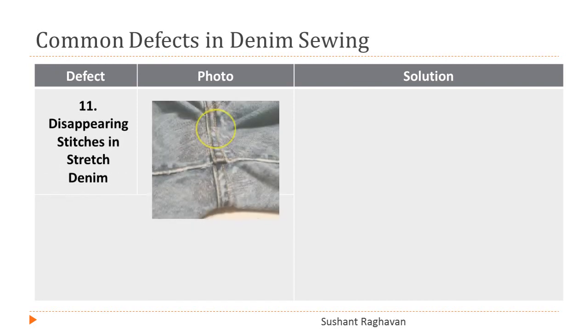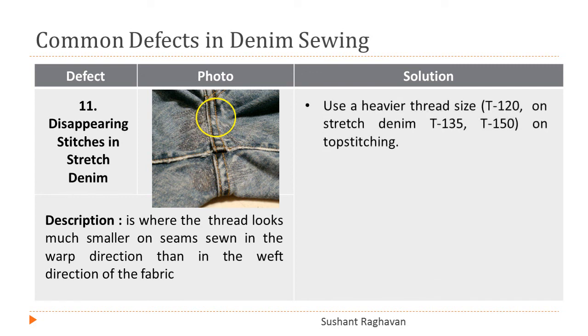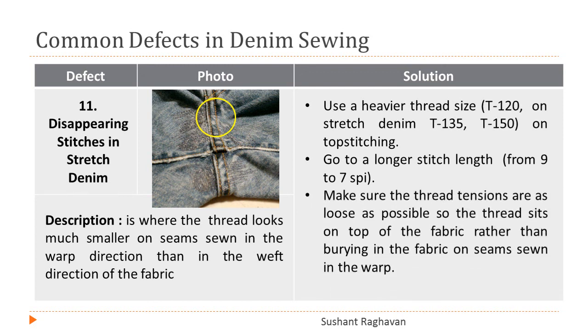Disappearing stitches in stretched denim. Description: where the thread looks much smaller on seams sewn in the warp direction than in the weft direction of the fabric. Use a heavier thread size, Tex 120 on stretched denim, Tex 135, Tex 150 on topstitching. Go to a longer stitch length, from 9 to 7 SPI. Make sure the thread tensions are as loose as possible so the thread sits on top of the fabric rather than burying in the fabric on seams sewn in the warp.